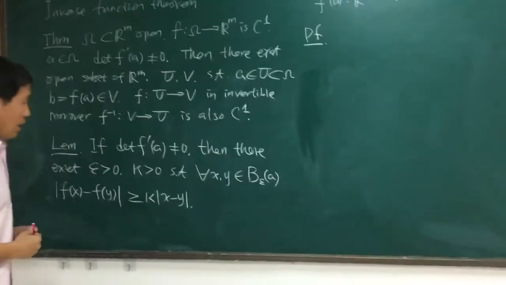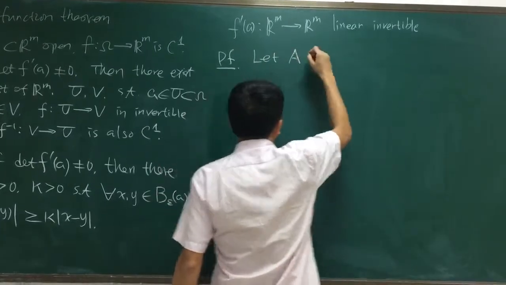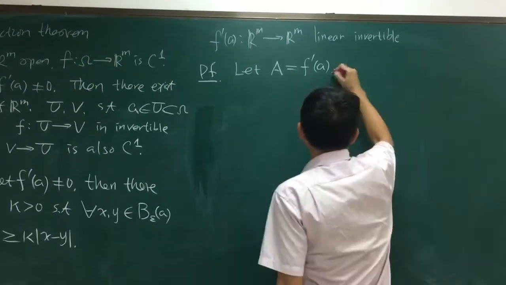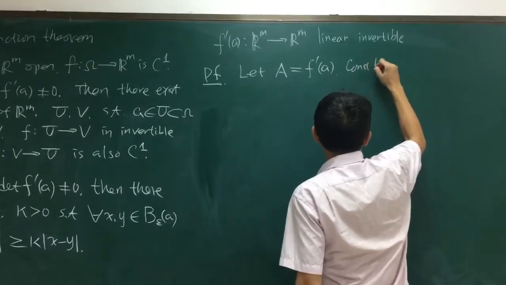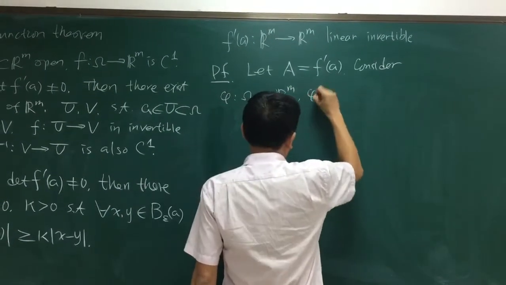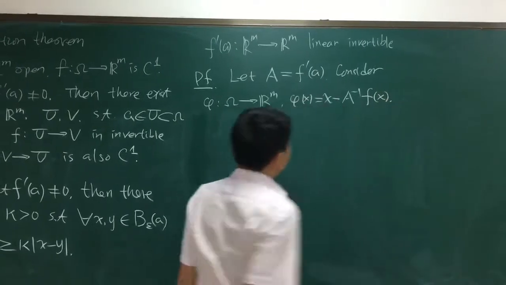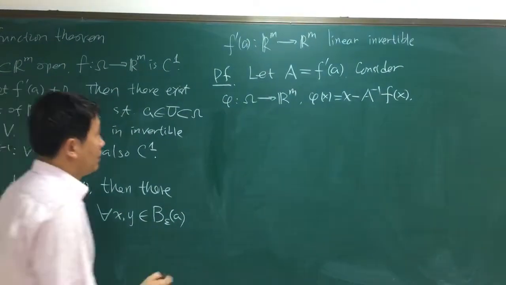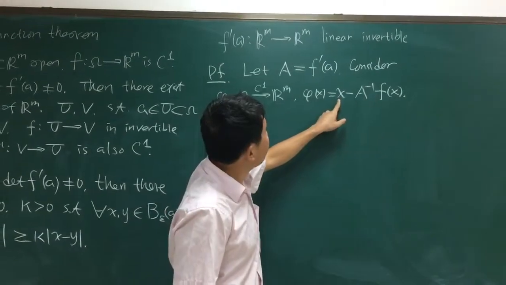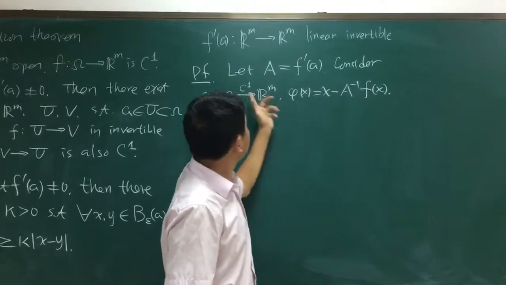To prove this lemma, for simplicity, we denote the derivative of f at A by a. This is just for simplicity. Denote this matrix by a. And we consider a map phi from omega to R^n, defined by phi(x) = x minus a inverse f(x). So this map is of course C1, because this is the identity map, very smooth, and f is C1. This is a linear map. The composition is also C1, so phi is C1.